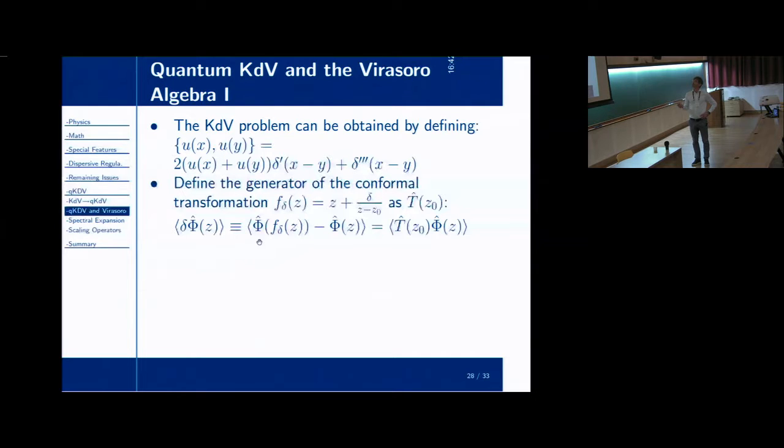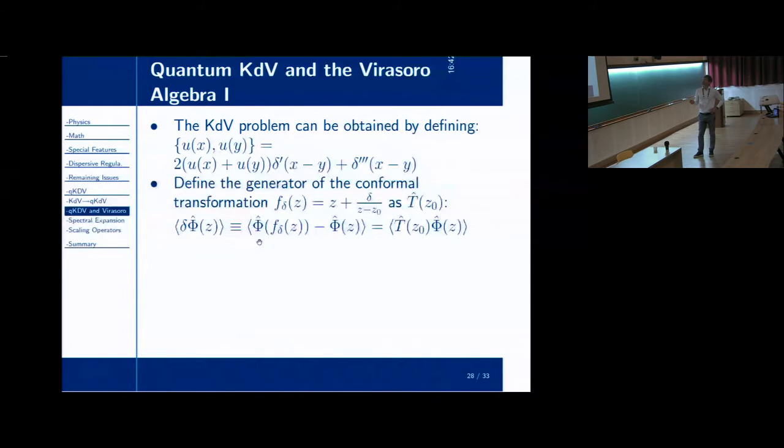So, for example, in quantum theory, if we want to apply a conformal transformation, we use something called the stress-energy tensor, which in conformal field theory applies conformal transformations in the following way.